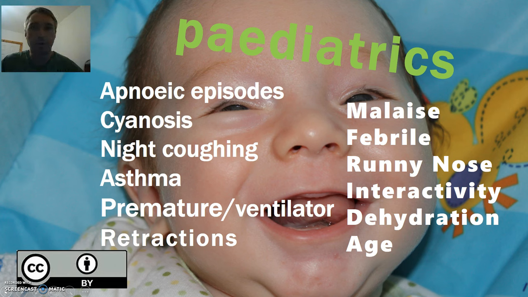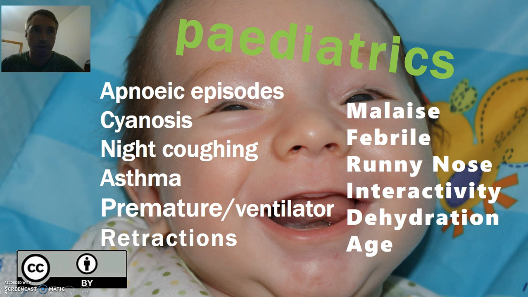It's important to note, if you're dealing with paediatrics, that there are some specifics that might indicate how sick they are. Ask about any previous apneic episodes. Were there any episodes of cyanosis? Are they coughing at night time? Is there a history of asthma? If you're dealing with very young babies, you should probably ask, were they premature? Were they ever on a ventilator?